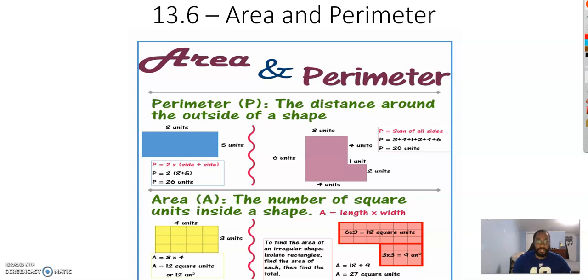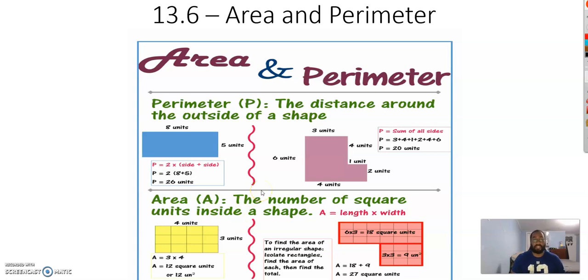When we talk about area and perimeter, perimeter is the distance around the outside of a shape. So, the whole distance around. Once you find that distance, you add all the sides and you get the amount of units. So you see these examples here, they added all of the sides, and they found the amount of units. Now area is different.